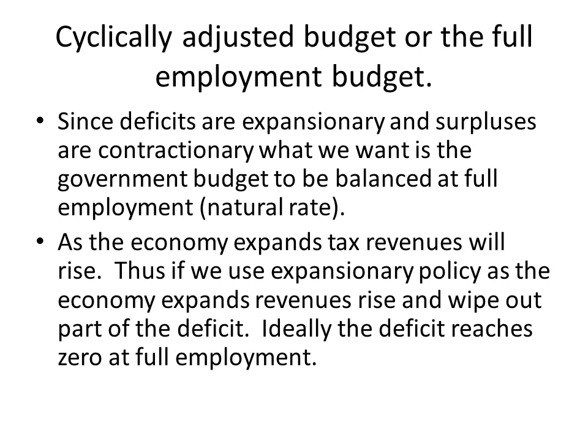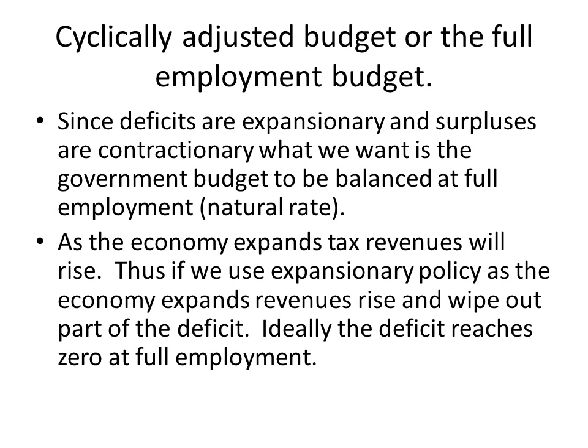Here we discuss what we call the cyclically adjusted budget, or the full employment budget. Since deficits are expansionary and surpluses are contractionary, what we want is the government budget to be balanced at full employment. In other words, once we hit the natural rate, we don't want any expansionary or contractionary influences on the economy. A deficit is expansionary, which would continue to shift the aggregate demand curve to the right, and surpluses are contractionary, which would continue to shift us to the left.